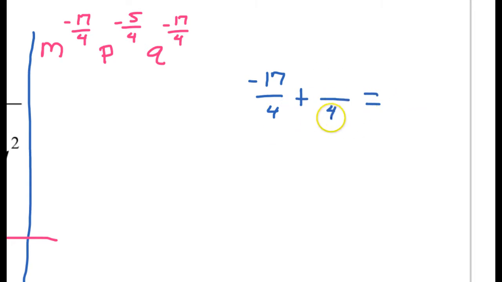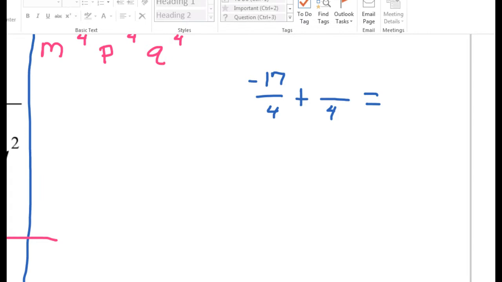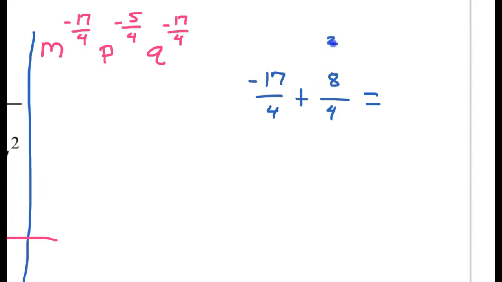Now I have a denominator of 4, so I need this to be a whole number. For example, if I do 4 over 4, that's a whole number, that's 1. But negative 17 plus 4 is still a negative. So I need to go bigger. Okay, what if I do 8 over 4? Because that's 2. Nope, that's still going to be negative.